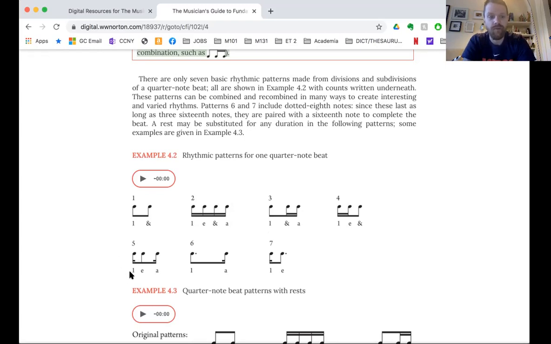And here are the other ones. Number 5 has 1 E but no and, so it has 16th notes 1, 2, and 4. But the second 16th note here, notice how it's written as an 8th note. And that's fine because it's taking up these 2 16th notes. 1 E a, 1 E a, 1 E a.